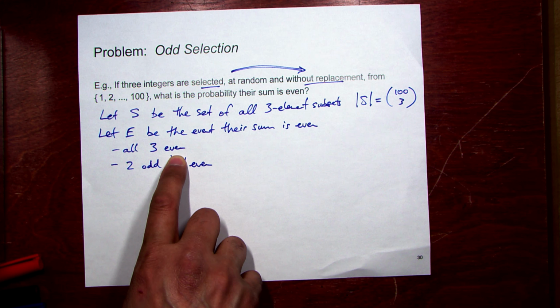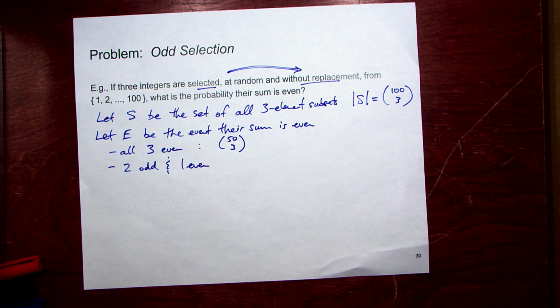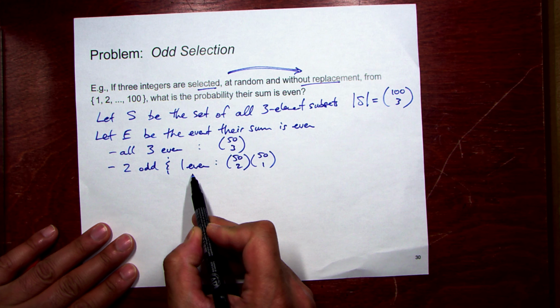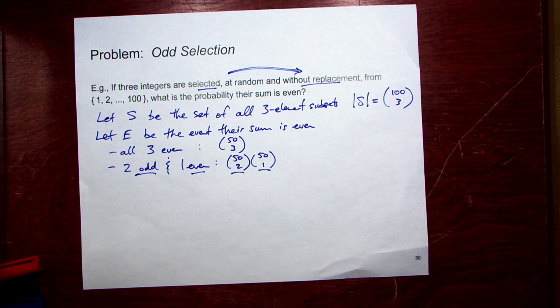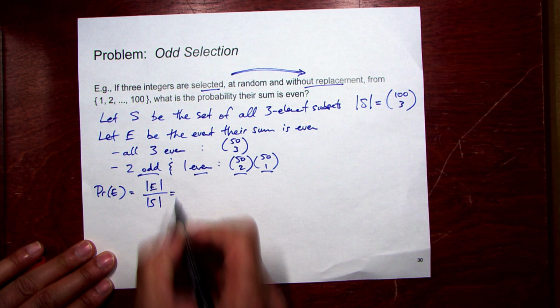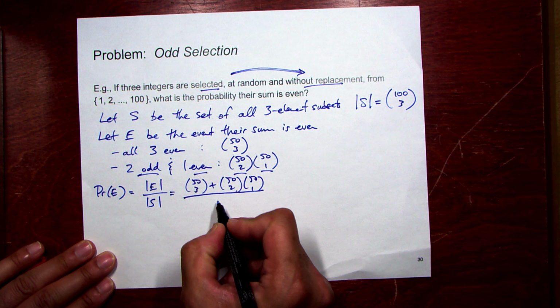How many 3 even subsets are there? 50 choose 3, yeah. There's 50 even numbers, and we're taking 3 of those. And how many have 2 odd and 1 even? How'd you get that? Good, so 50 choose 1 for the evens, and 50 choose 2 for the odds. So you have this using the rule of product. Okay, so the probability of this event occurring is the size of the event space divided by the size of the sample space: 50 choose 3 plus 50 choose 2 times 50 choose 1, divided by 100 choose 3.